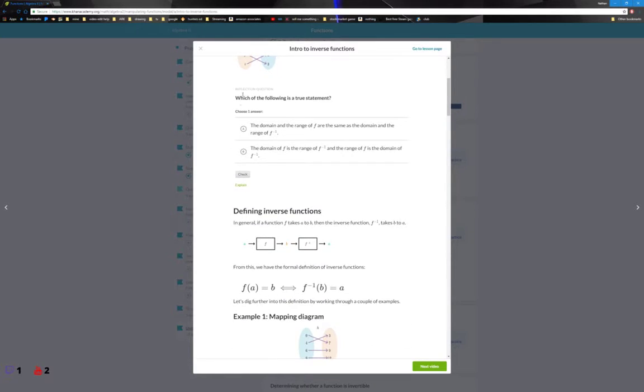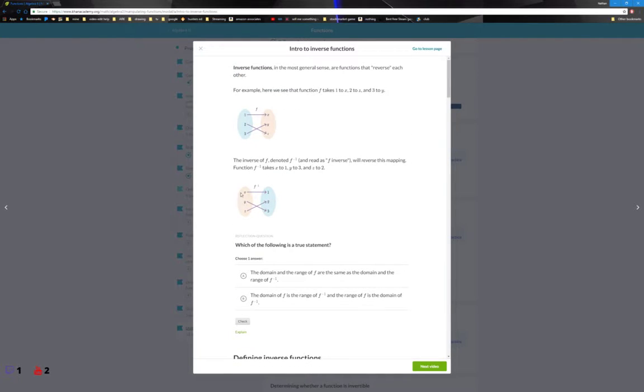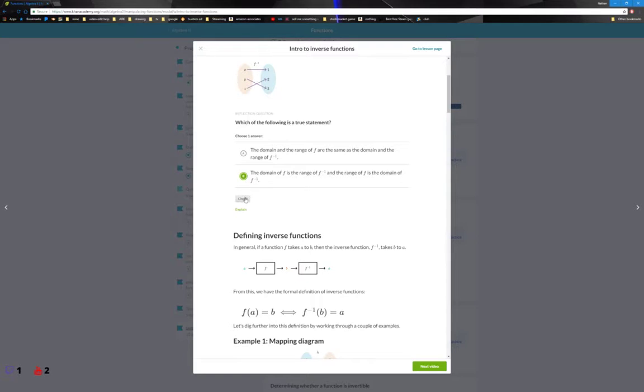And the domain of f is the range of f inverse, and the range of f is the domain of f inverse. See, that makes sense because for f, this is our domain. That's all real numbers, which is also the range for f inverse. And then the range for f is also the domain for f inverse. This one in yellow is the, yeah. So that's got to be our answer.